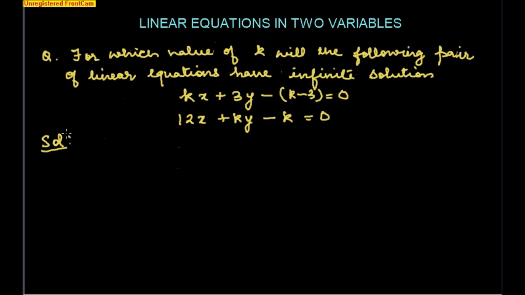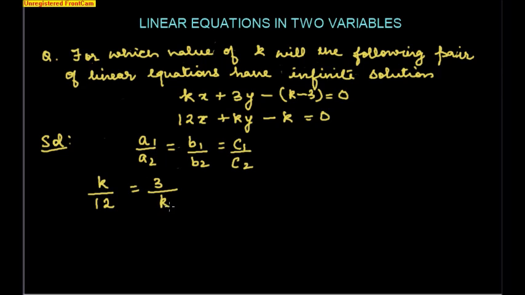So the next question says, for which value of k will the following pair of linear equations have infinite solutions? kx plus 3y minus k minus 3 is equal to 0, 12x plus ky minus k is equal to 0. Now because it is given infinite solutions, the condition will be A1 upon A2 is equal to B1 upon B2 is equal to C1 upon C2. A1 is k, A2 is 12, B1 is 3, B2 is k.